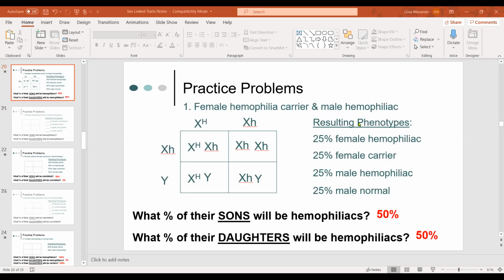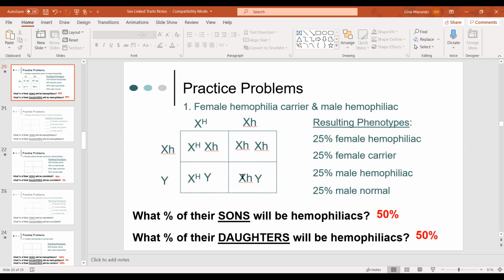Okay, so when you interpret the resulting phenotypes here, make sure you can see where these numbers and percents came from. So 1 out of these 4 is going to be a female hemophiliac. That is going to be this person right here, my top right box. She has 2 recessive h's. The female carrier is going to be this top left box. She has only 1 recessive allele, so she's just a carrier. She'll be normal. She won't have blood clotting problems.